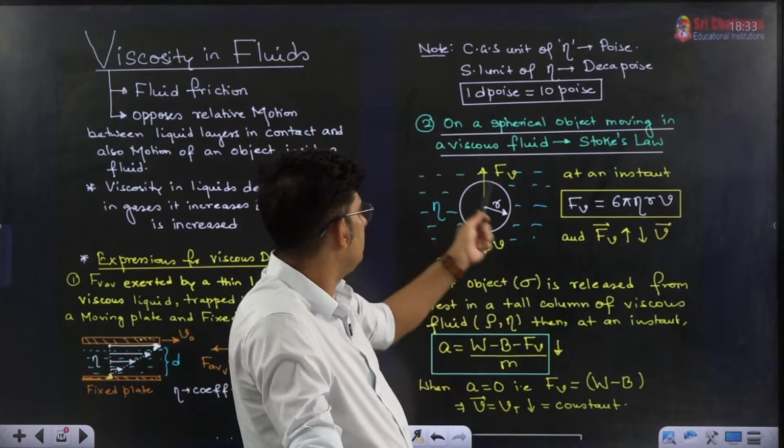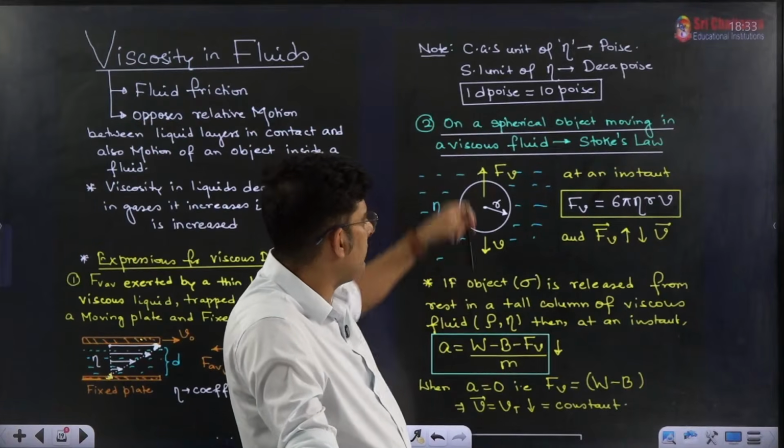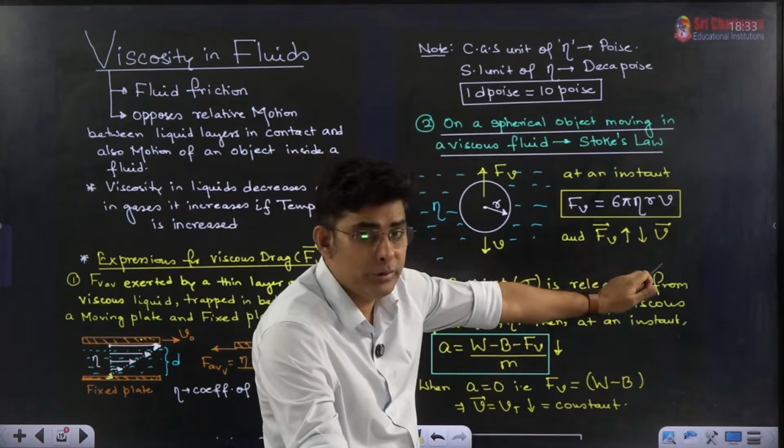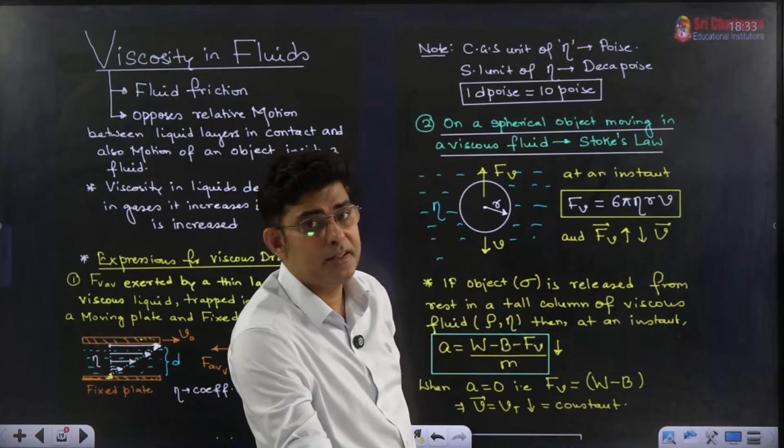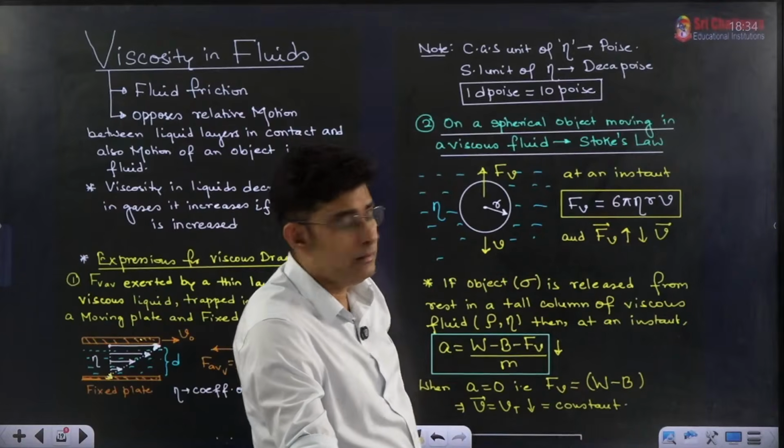So when we have this object, if at any instant its velocity is v, the viscous force will always be opposite to the instantaneous velocity. Its expression is 6 pi eta r v. The outer radius is r, so 6 pi eta r v.